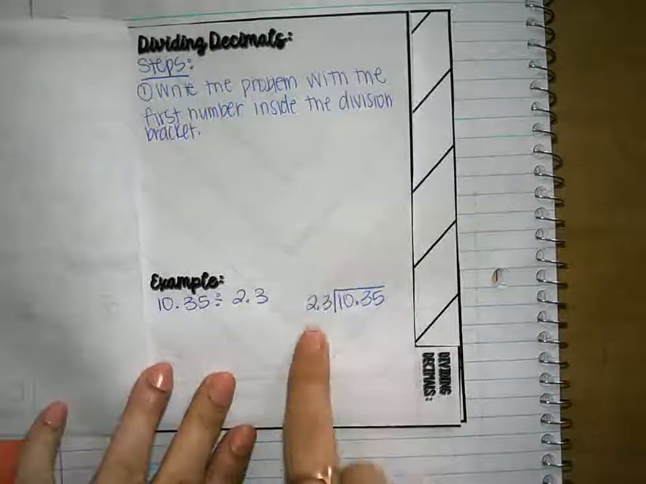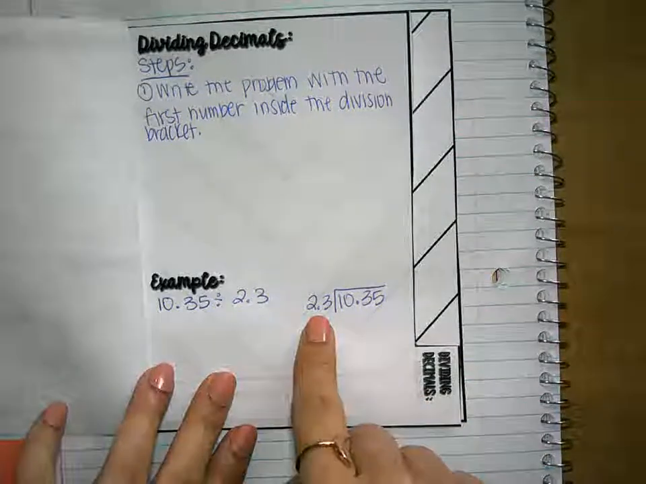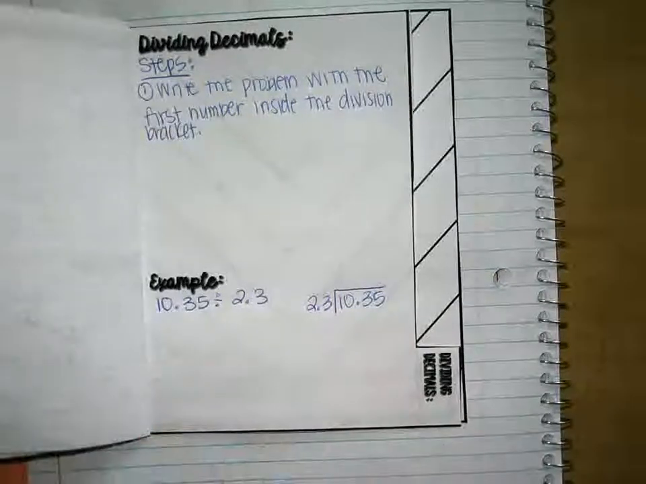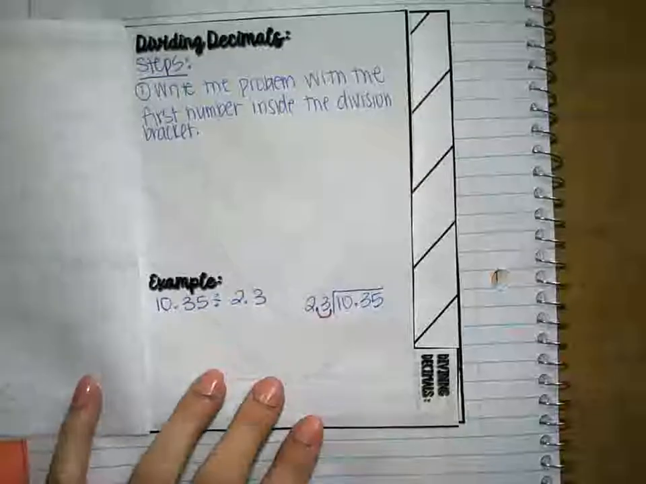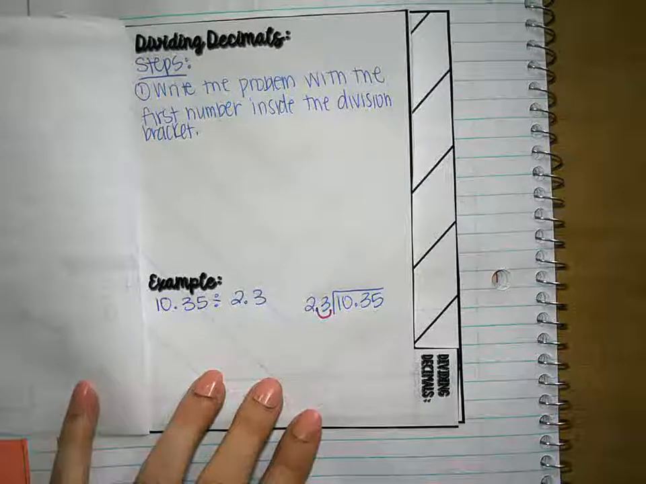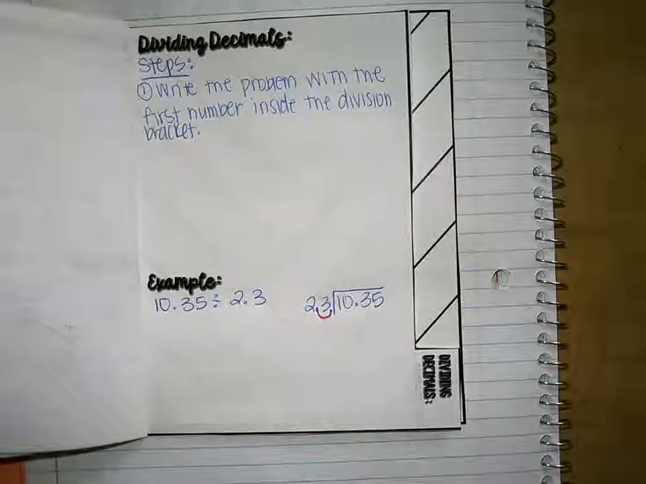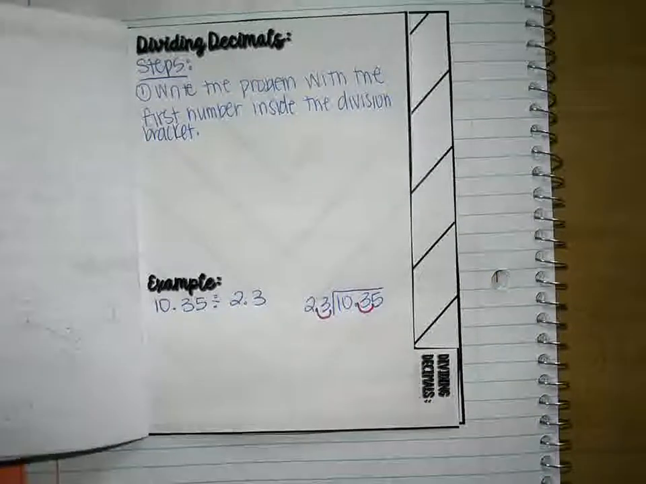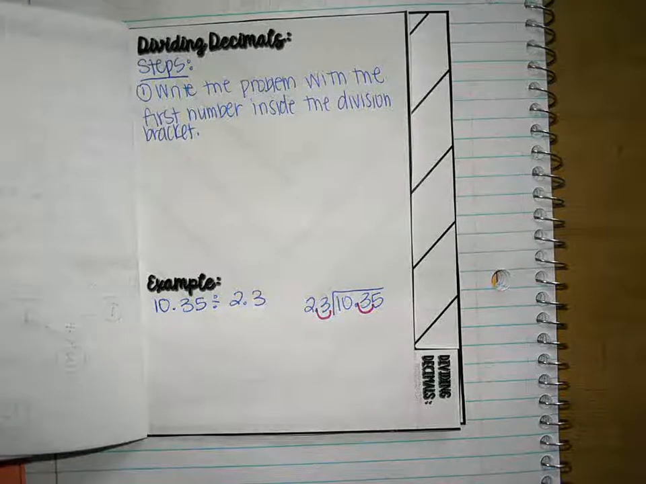Okay, so this 2.3 right here, guys, I cannot divide by a decimal, which means I have to turn my decimal into a whole number. So in order to turn it into a whole number, I'm going to move that decimal how many places? 1. And if I move it 1 on the outside, what do I have to do on the inside? So then I'm going to move it 1 on the inside. So it's essentially saying 103.5 divided by 23.